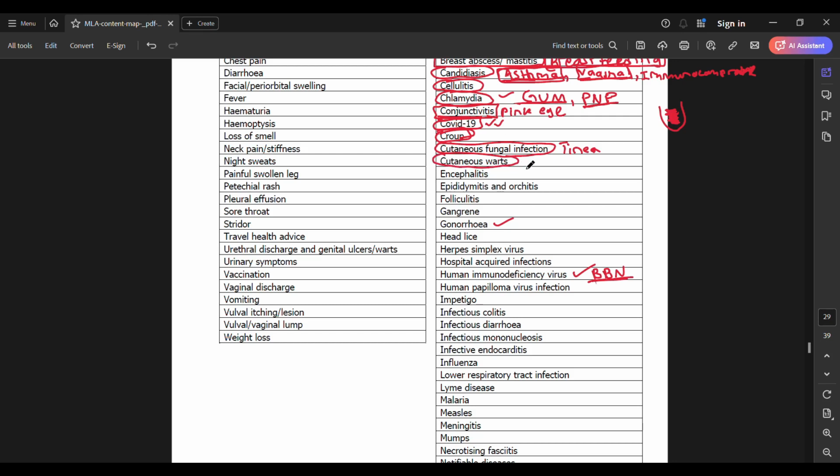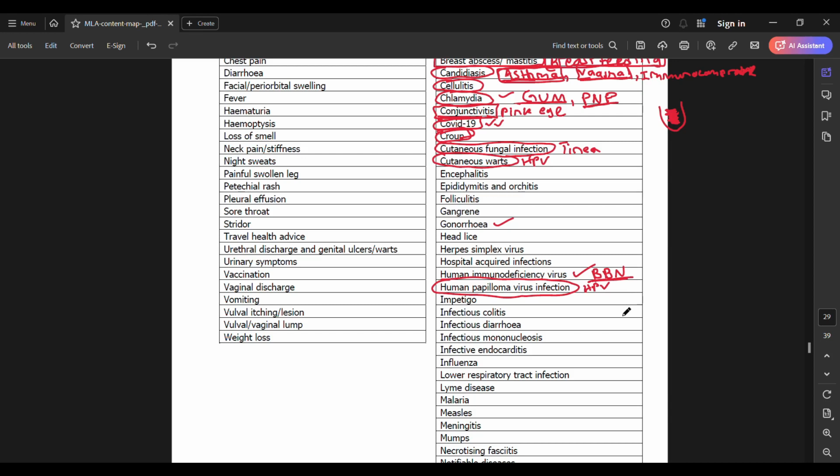Next, you have cutaneous warts. So cutaneous warts are human papilloma virus infection. Know about HPV, take an HPV history, take a sexual history. Know the different strains of HPV. In particular with human papilloma virus, you might have to perform a speculum examination and do a cervical smear. Know when a cervical smear is done.